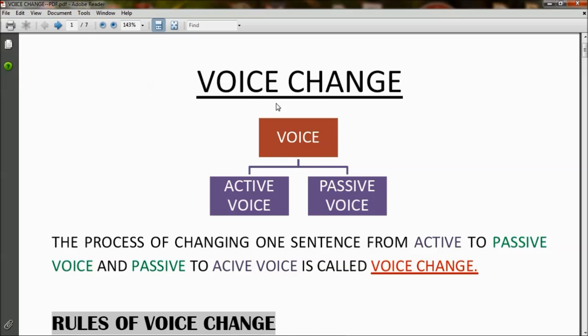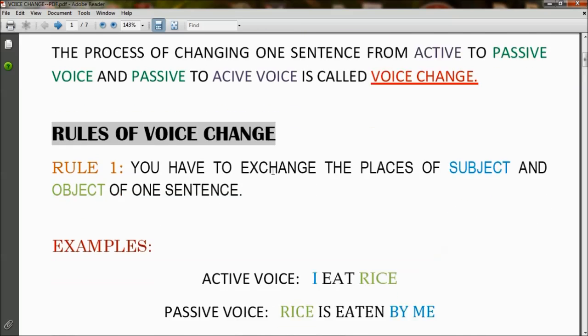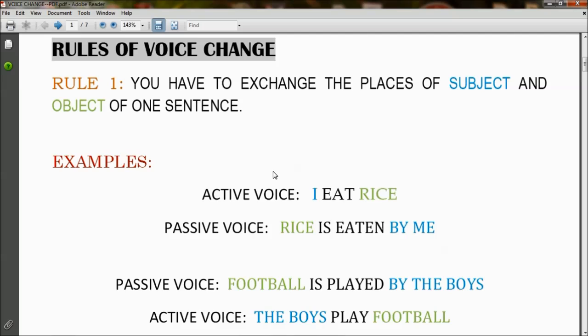Voice is actually divided into two parts, active voice and passive voice. The process of changing one sentence from active to passive voice and passive to active voice is called voice change. Rules of voice change. There are basically three major rules of basic voice change.